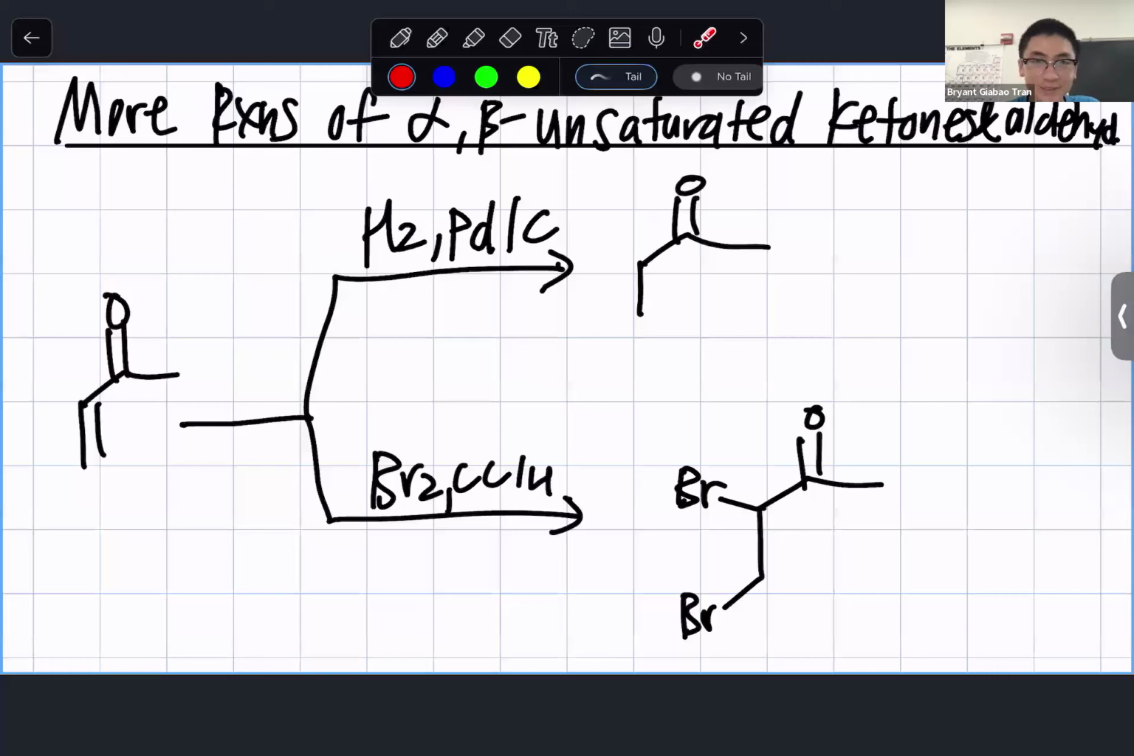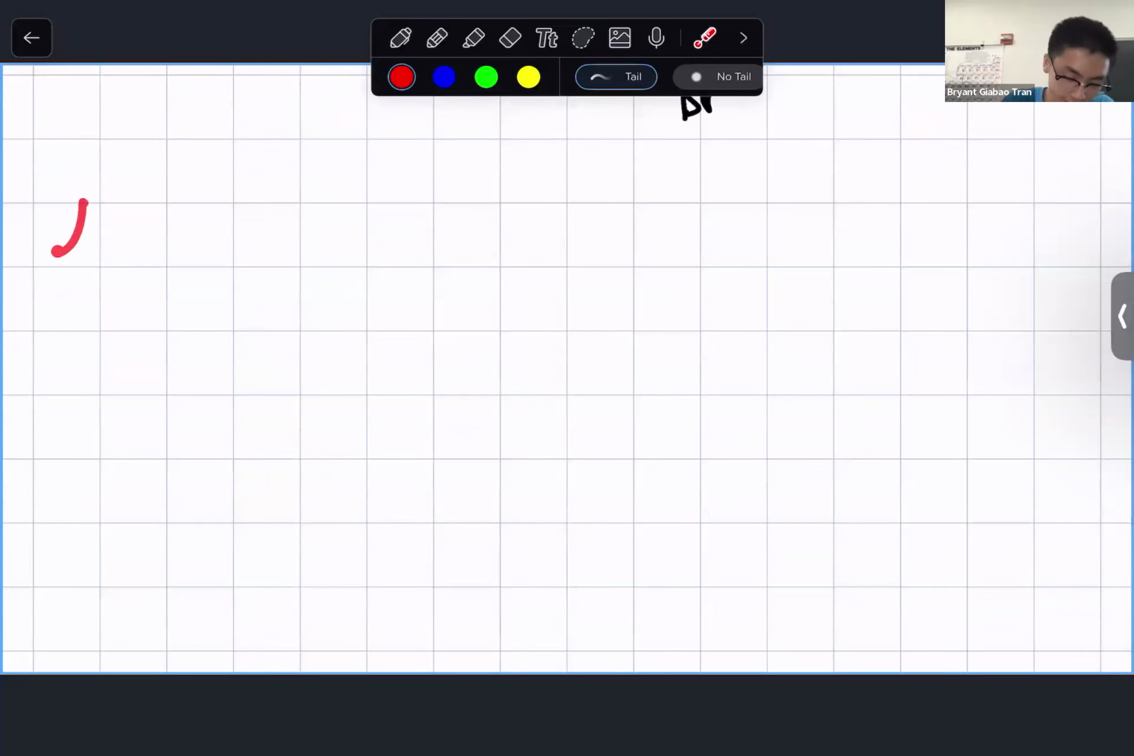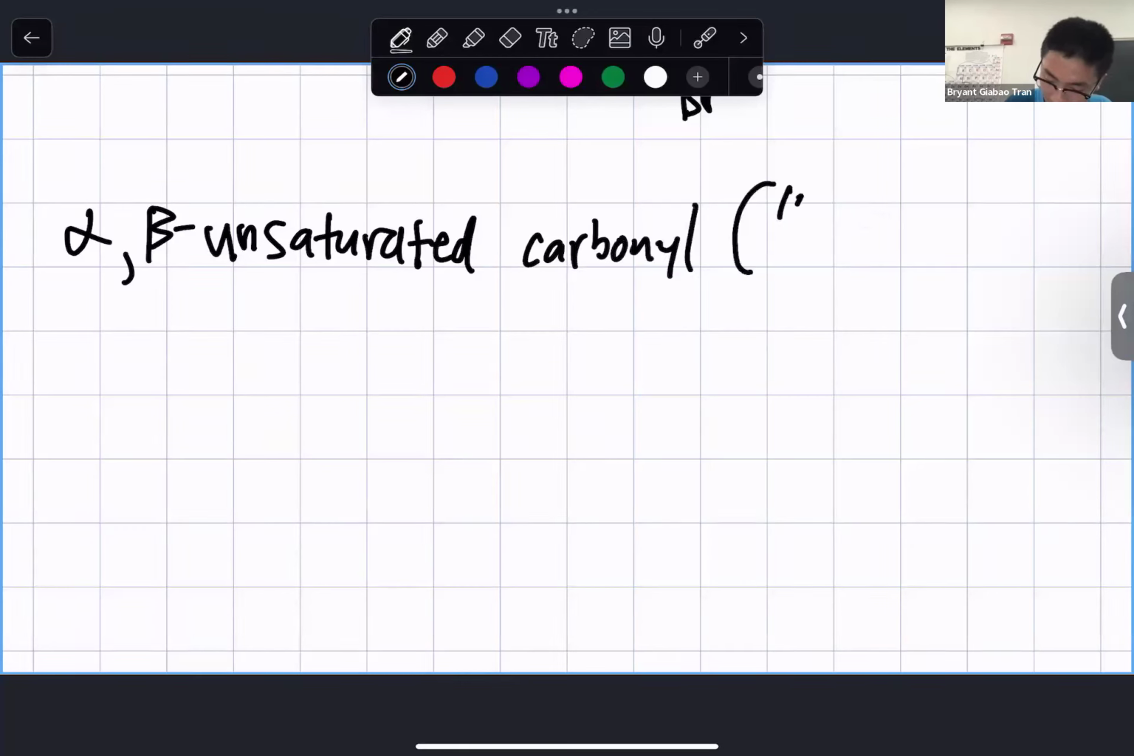Okay, now let's go over 1,2 addition and 1,4 addition of enones with hard and soft nucleophiles. So the general structure of alpha, beta, unsaturated carbonyl, or a short way to say that, enone, is this here.